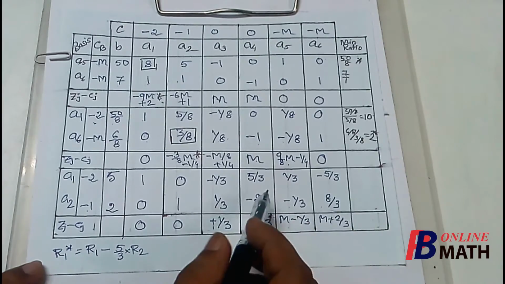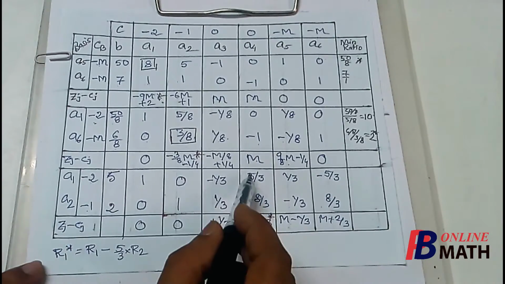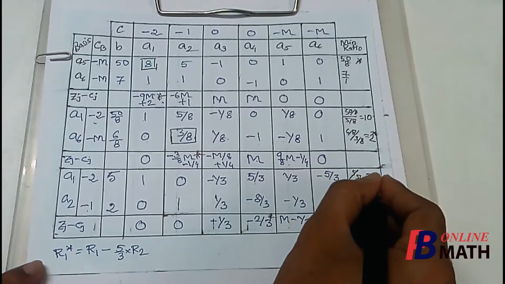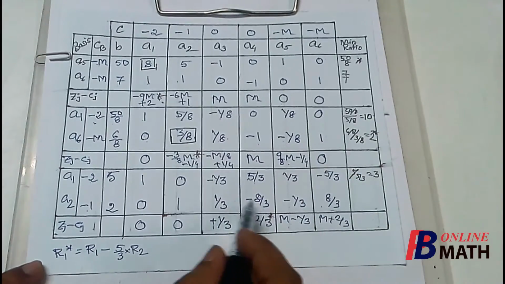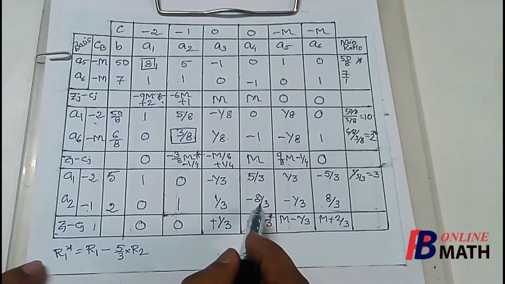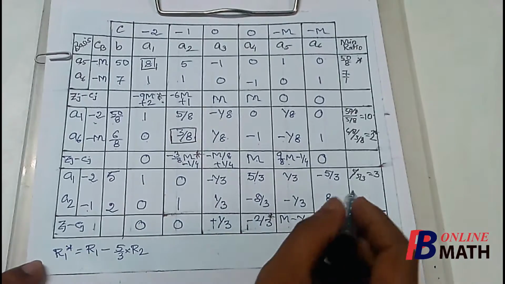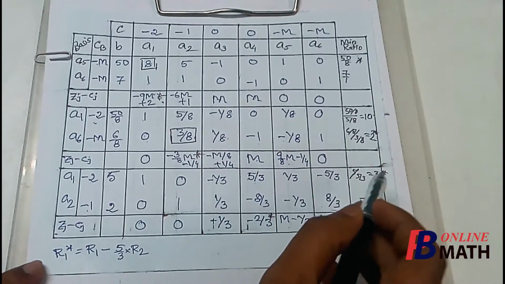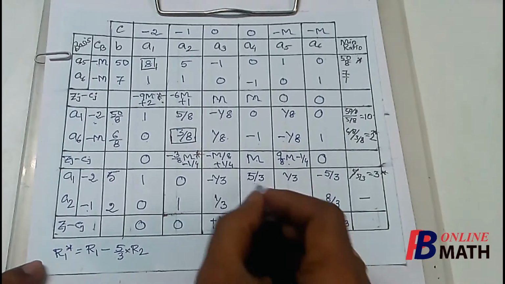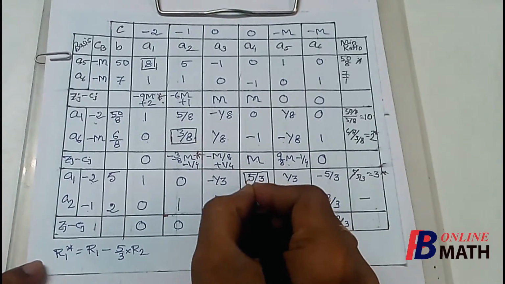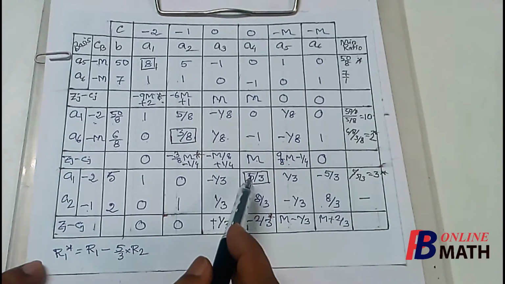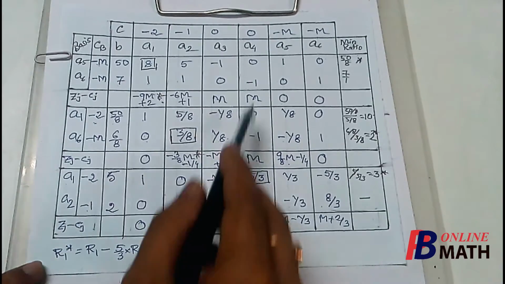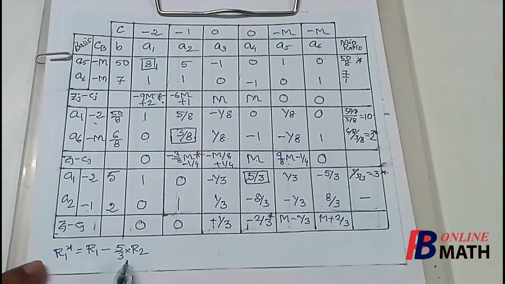Now here we find that the first ratio will be 5 by 5 by 3, which is 3. And the next ratio is 2 by minus of this. Now this ratio is negative, so we shall not consider this ratio. So there is only one ratio, that means this is the min ratio. So this element will be the key element. So the vector A1 will leave the basis and the vector A4 will enter the basis.